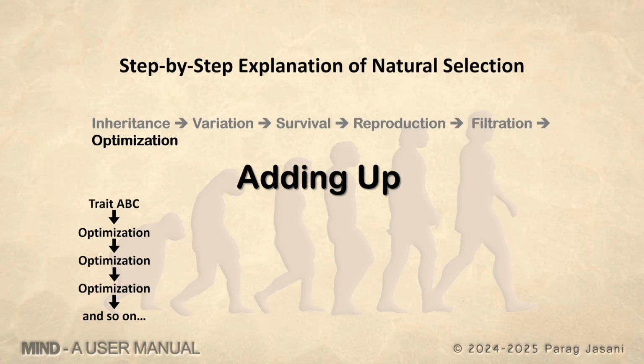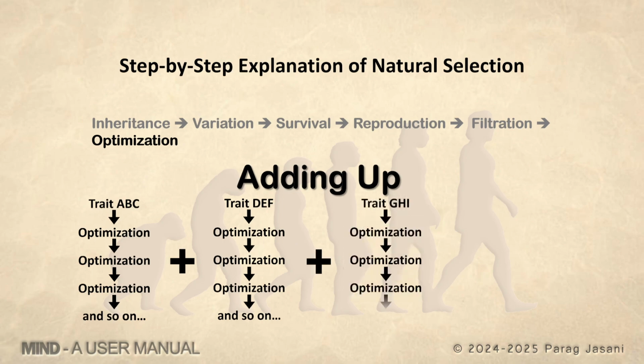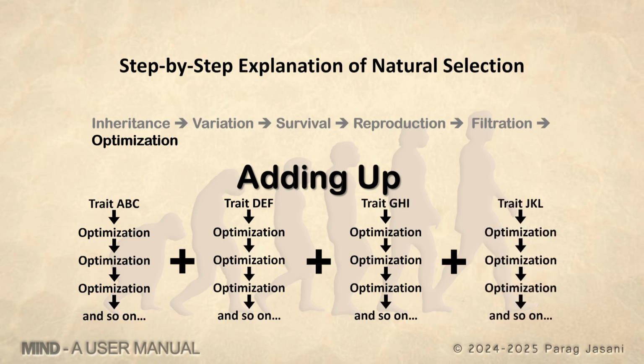Simultaneously, organisms with trait ABC may additionally inherit some other trait, for example, trait DEF, which favors either survival or reproduction, and which adds up to trait ABC, that is, ABC plus DEF. In the same way, with every passing generation, more and more traits favoring survival and reproduction keep adding themselves to the organism simultaneously, while getting optimized in the process.